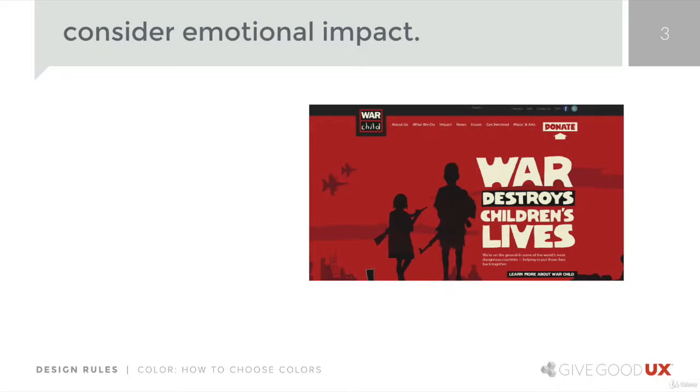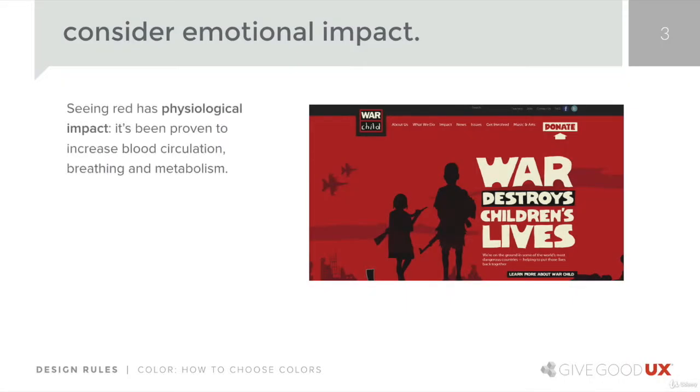So you also have to consider emotional impact. Seeing red, as we said, has physiological impact. It's been proven to increase blood circulation, breathing, metabolism. This provokes instant response. When you combine it with the very urgently drawn typography here, with this intense illustration, children with guns, all right, the overall emotional impact of this is very powerful. These red elements demand to be noticed. The contrast that's created here is screaming for attention.